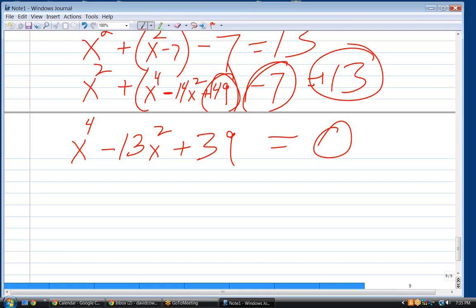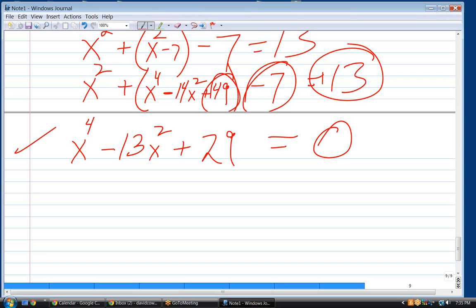No, it doesn't help. 29. 29. Gosh, my hearing's going as well as my mind. Still doesn't help, because there's no factors of 29 that add to 13. So, how do I solve this for x?